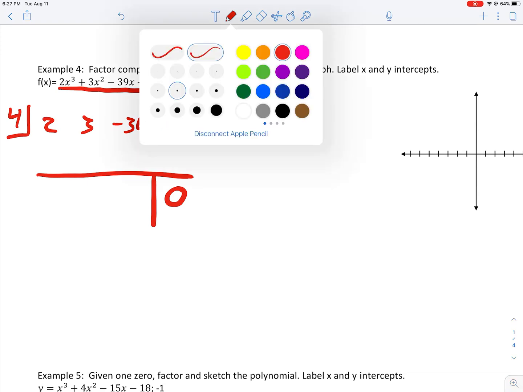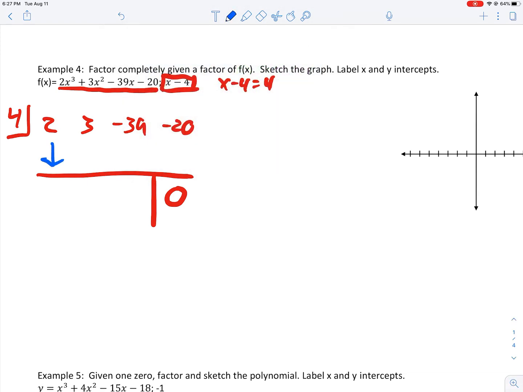So I bring the 2 down. So 4 times 2 is 8. Now I add these together. 3 plus 8 is 11. 11 times 4 is 44.